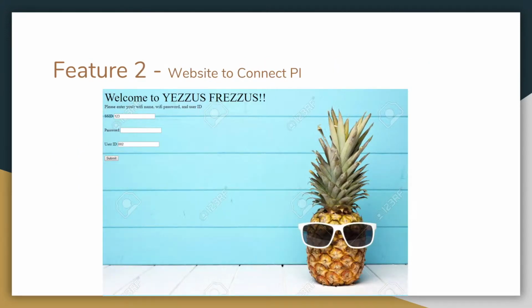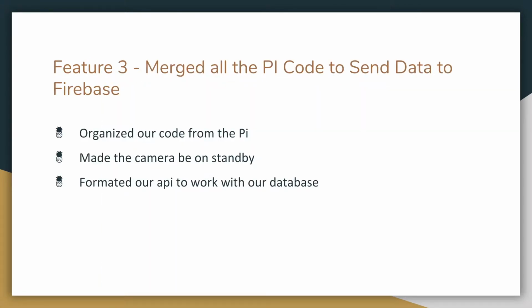So this is our website. You'll see it in the demo later, but the main concept is it's going to take in your user ID, your Wi-Fi name and password, send it to the Pi, and then the Pi is going to retrieve those three things, and make it so that the next time it boots up, it will connect directly to your Wi-Fi, and it'll know exactly where in the Firebase to send your food items according to the user ID.